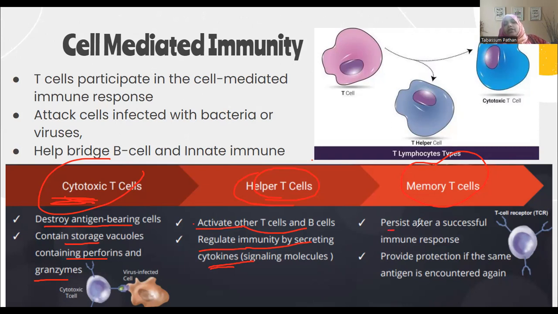And memory cells, of course, persist after a successful immune response. They will be there always. Okay, and they will remember the antigen and they will provide protection if the same antigen is acquired again. Okay, so this is all about cell-mediated immune response.